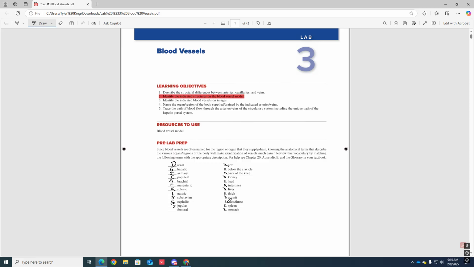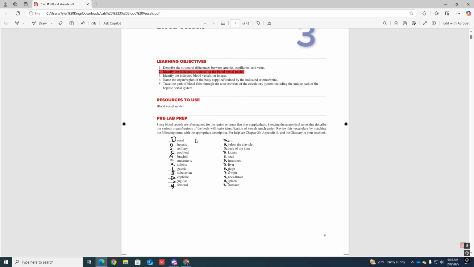The J right there. And then, just through process of elimination, we have H here. That'll be thigh. Forgot to cross off some of these, but this would be H here. So thigh. Femoral, referring to the femur bone, okay? All right, so pre-lab prep, I feel like that's pretty straightforward. So make sure we have these terms down.